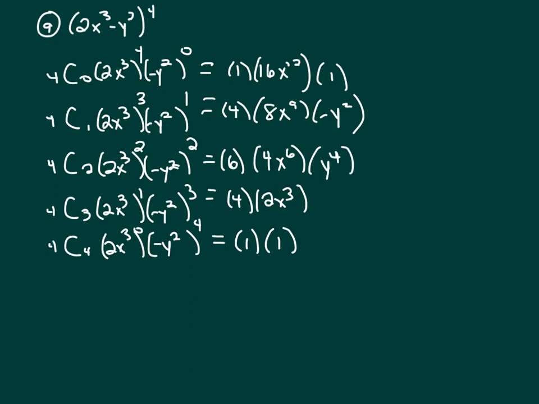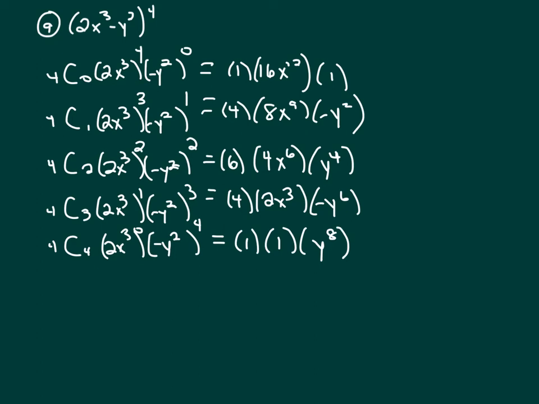A negative raised to an odd power is going to be negative, so this is going to be negative, and then y squared to the 3rd would be y to the 6th, so negative y to the 6th. And then the last one is going to be positive, because, again, our exponent is even, so positive y to the 8th.